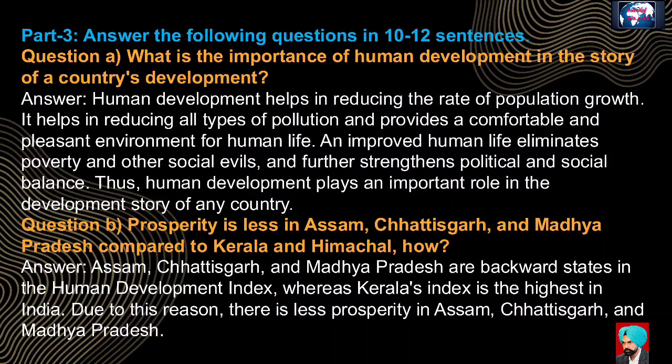Question B. Prosperity is less in Assam, Chhattisgarh, and Madhya Pradesh compared to Kerala and Himachal. How? Answer. Assam, Chhattisgarh, and Madhya Pradesh are backward states in the Human Development Index, whereas Kerala's index is the highest in India. Due to this reason, there is less prosperity in Assam, Chhattisgarh, and Madhya Pradesh.